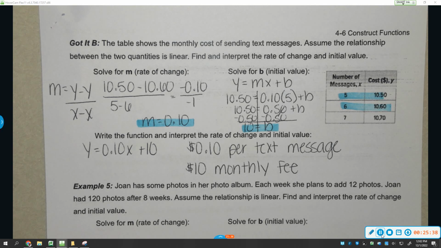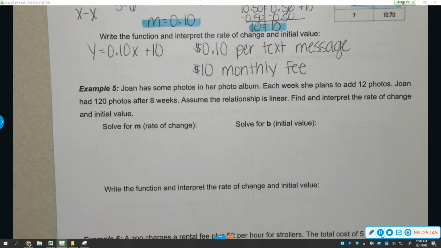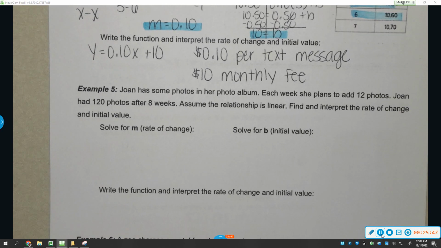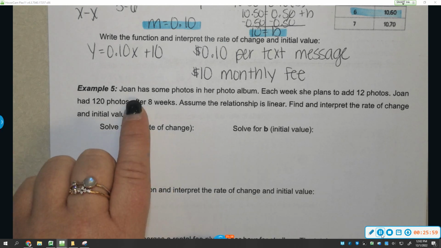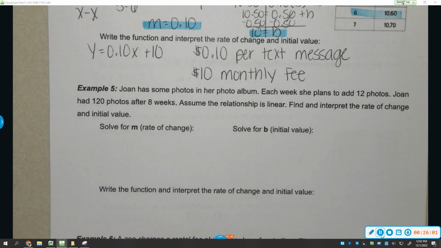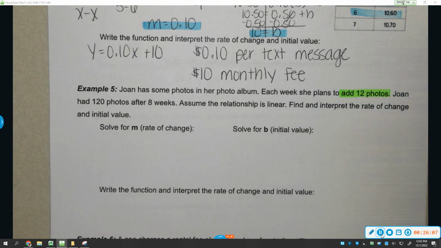All right, so we've taken a look at graphs. We've taken a look at tables. The last ones are story problems. Now, these are a little bit more complex, and we have to interpret the story problem. But once we do the first two examples, I think you'll catch on really quickly. Example 5 says, Joan has some photos in her photo album. Each week she plans to add 12 photos.